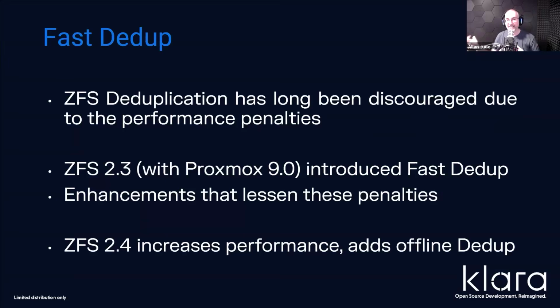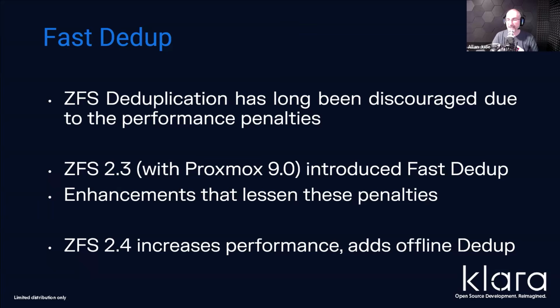So ZFS deduplication has long been discouraged because of the performance problems, but starting with Proxmox 9, it includes a newer version, ZFS 2.3, that includes the fast dedupe feature that Klara developed for TrueNAS, and it basically provides a bunch of enhancements and lessens all of those penalties. So it increases performance and even gives you the option of offline dedupe now with the rewrite command. So a future version of Proxmox that incorporates ZFS 2.4 will have even more capability.